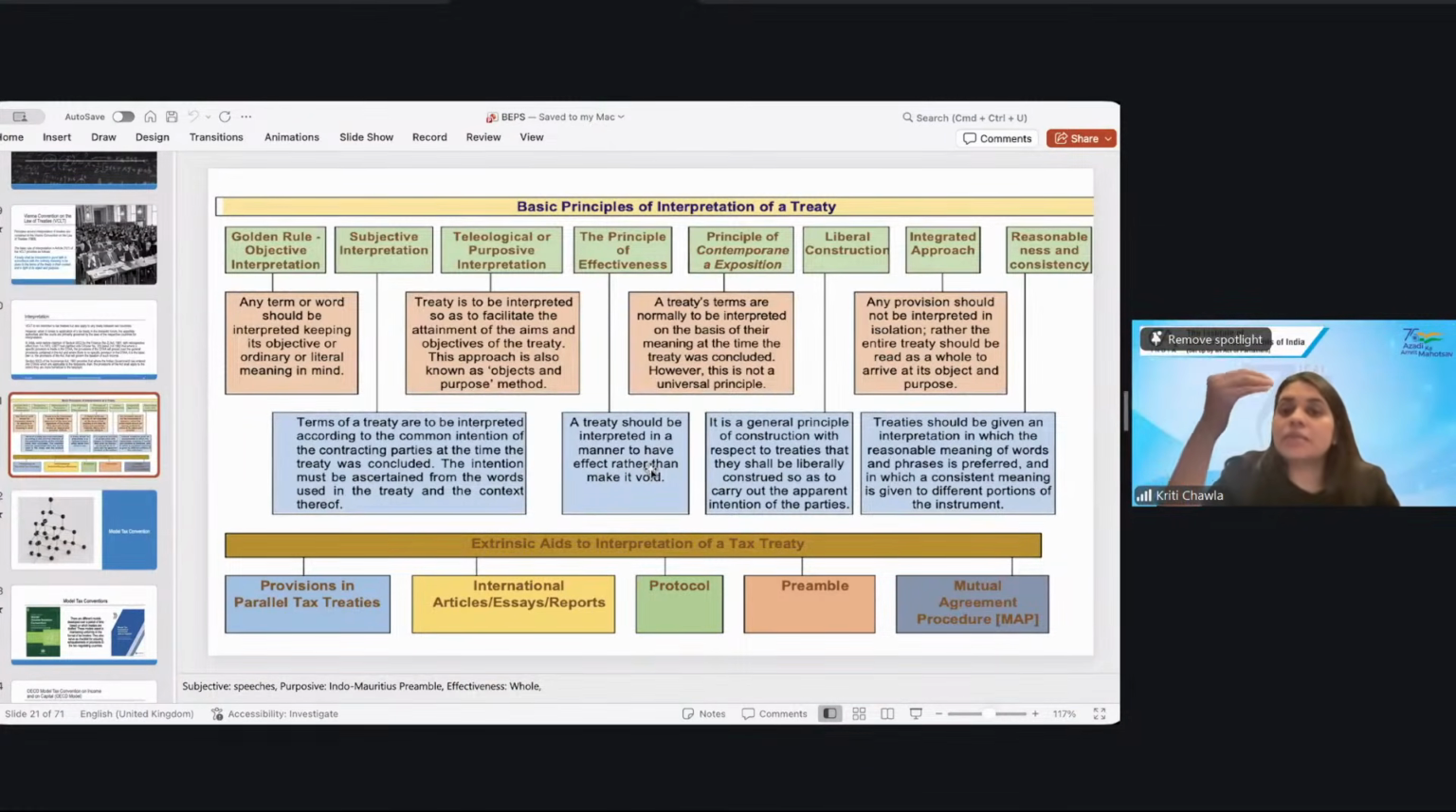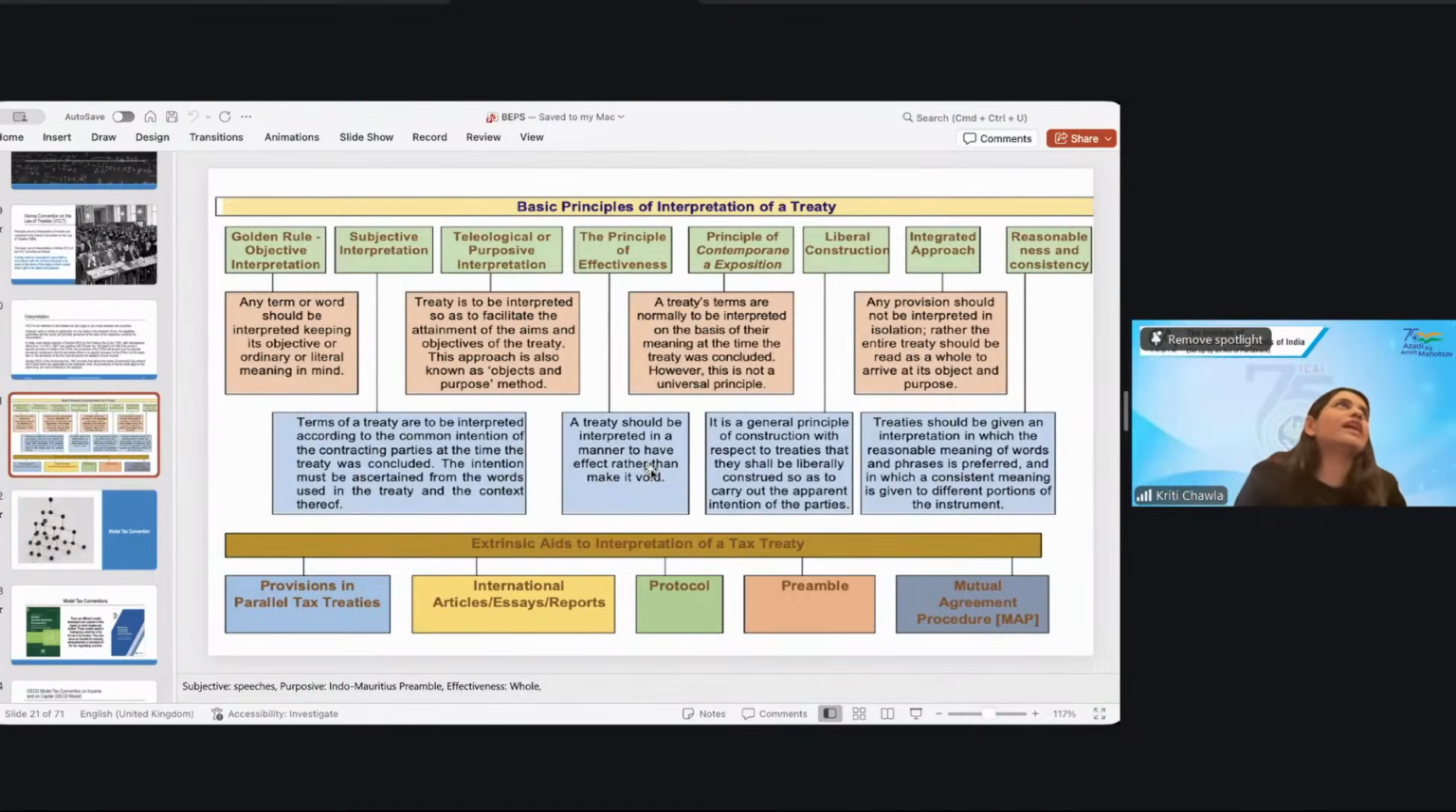Then there is the principle of contemporary exposition. A treaty's terms are normally to be interpreted on the basis of their meaning at the time the treaty was concluded. However, this is not a universal principle, but you have to look at the meaning at the time that the treaty was concluded. What was the intention there?